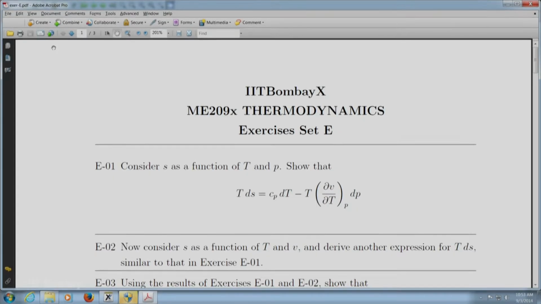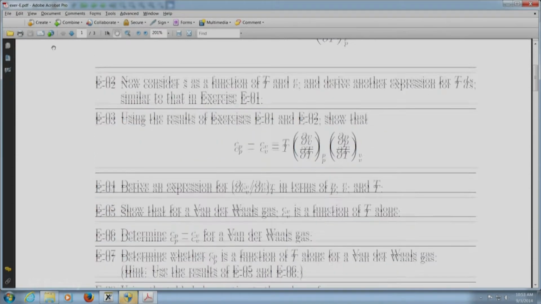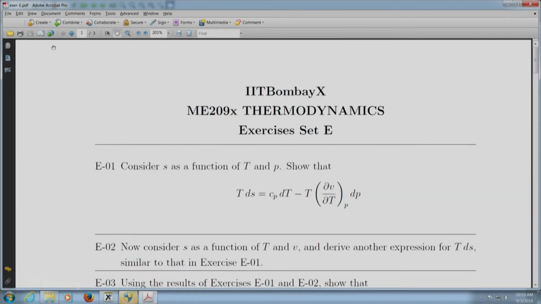Welcome back. It's now time for us to do some exercises. So we have this exercises set E. There are a number of exercises in that, and many of these are sort of standard exercises. Actually, most of these exercises ask you to essentially derive partial of x with respect to y at constant z, where x, y, z is a triplet of some thermodynamic properties.